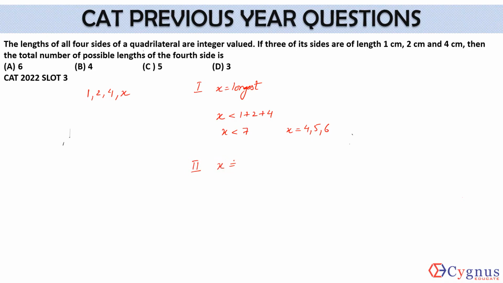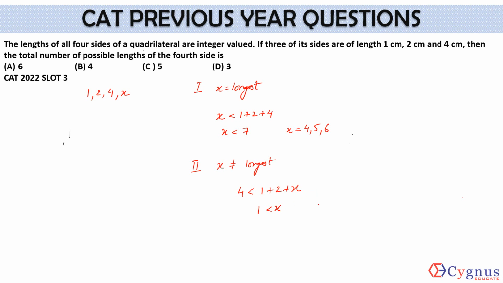X is not the longest side. This is case number two. So out of these three, 1, 2, and 4, the longest would be 4. It has to be less than 1 plus 2 plus x. And this is 3. So x has to be greater than what? 1. And x is not the longest one. That means it should be less than 4.